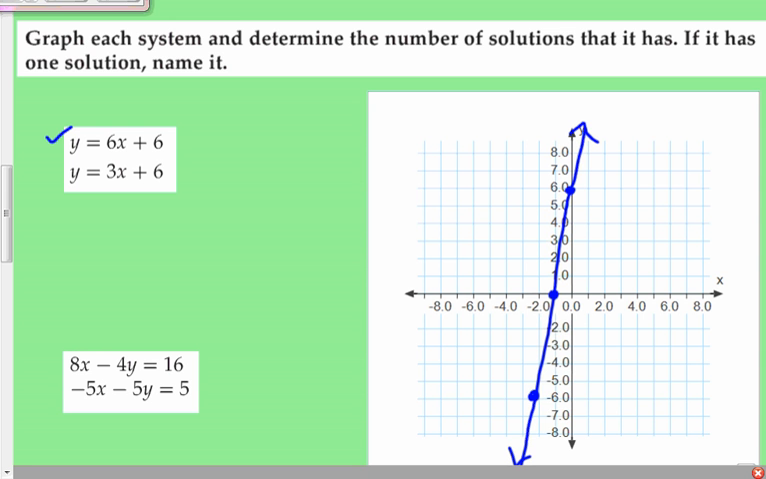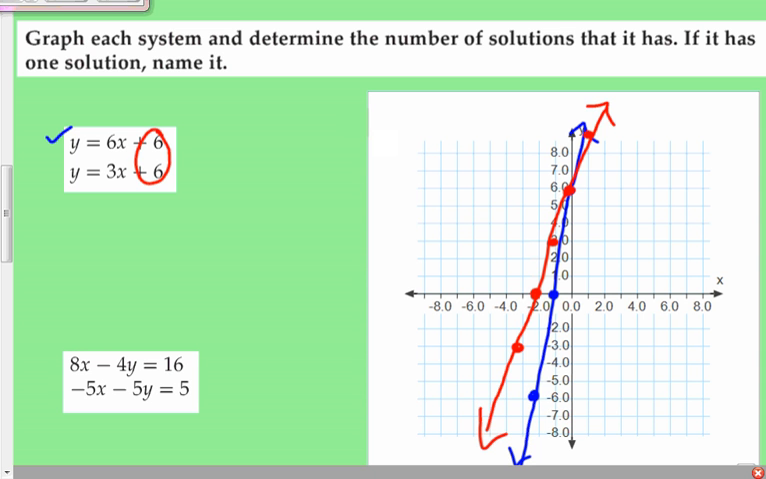Again, positive 6 is where we start. It has a slope of 3: 1, 2, 3 over 1, and so on.